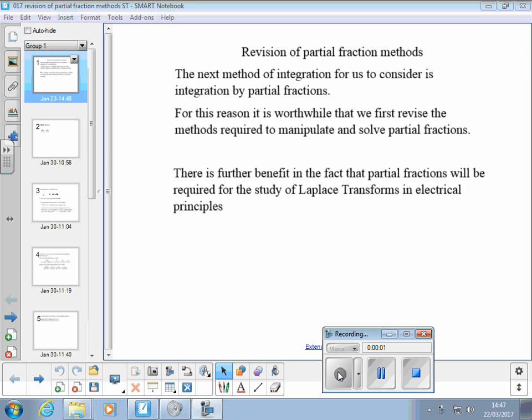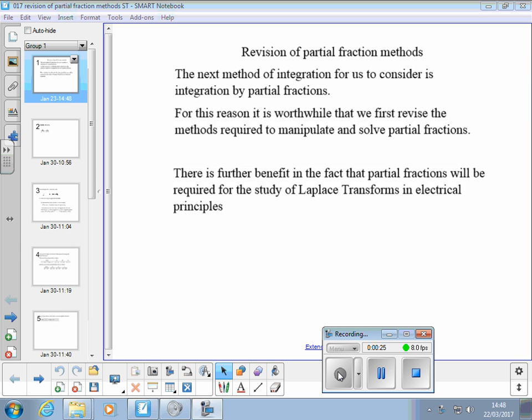Okay, the second method of integration I want to cover is integration by partial fractions. Before I do that, I'm going to spend this session revising the technique of resolving a function into partial fractions. So we're going to do that.